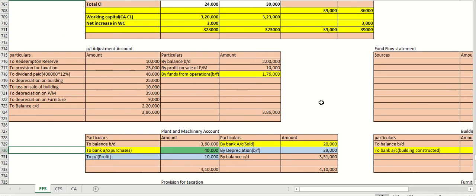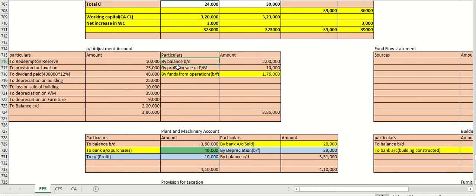Next, moving on to the credit side of your profit and loss adjustment account. We have the balance brought down, which is your opening balance of the general reserve account. In this question, I again repeat, it is the opening balance of the general reserve account because the profit and loss account balance is not given. And the balance carried down is the closing balance of the general reserve account.